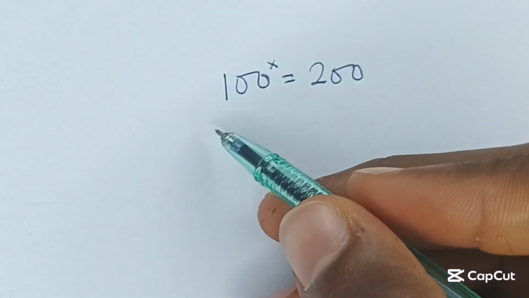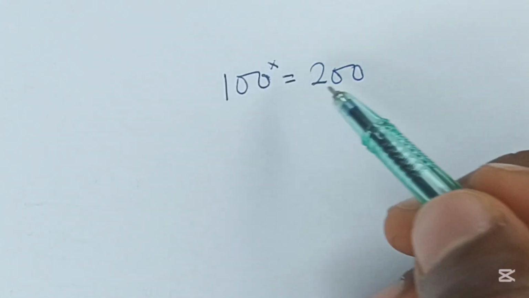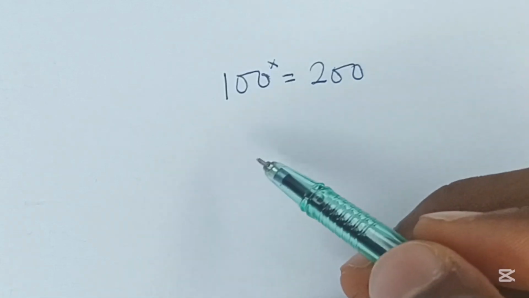Let's solve this equation together. It says 100 raised to the power of x is equal to 200. How do we solve this?